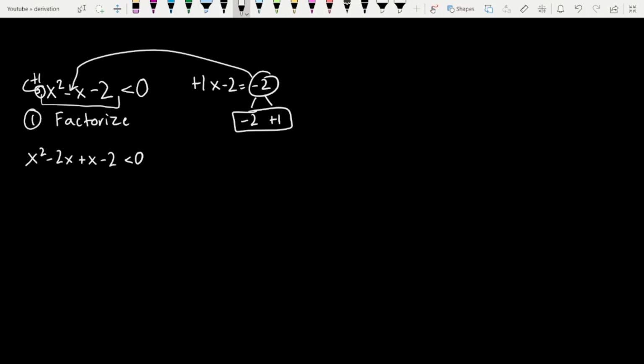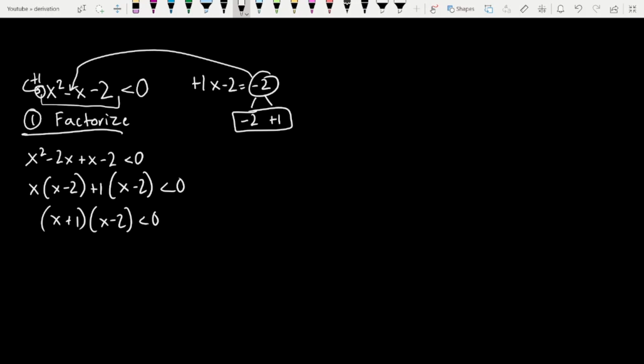Now I can just take out my commons. So this is going to be x minus 2. And if I take a plus 1 common, I can have my x minus 2 as well. So all I got to do is now get my two factors, x plus 1 and x minus 2. And I'm done with my step 1, which was to factorize.